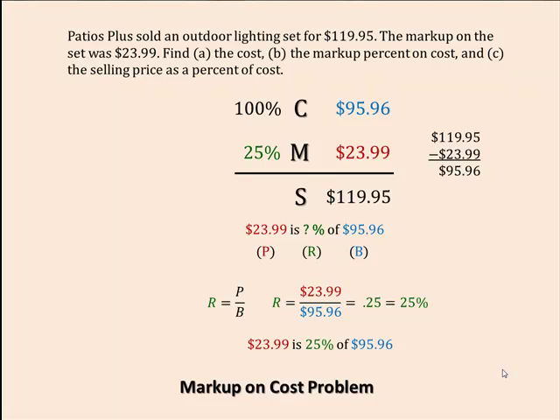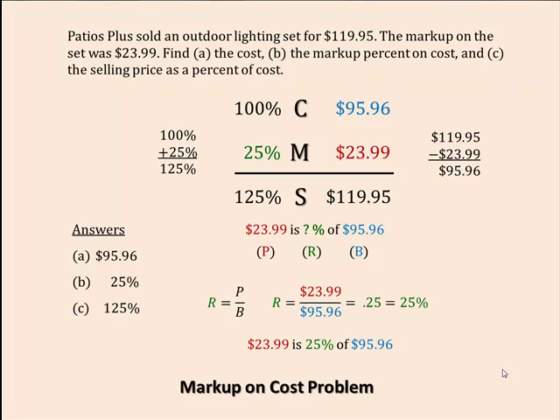Now looking at this, we can see that 100 plus the 25% gives us our total sales percentage of 125%. And now we have all 6 elements filled in. So the answers are: A, the cost is $95.96. B, the markup percent on cost is 25%. And C, the selling price as a percent of cost is 125%.